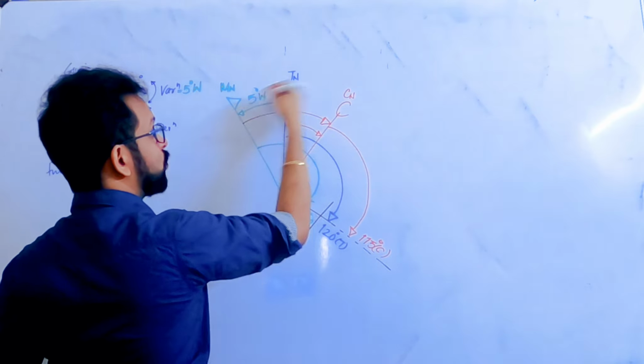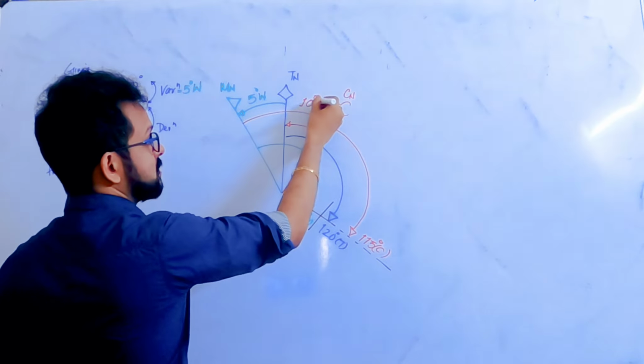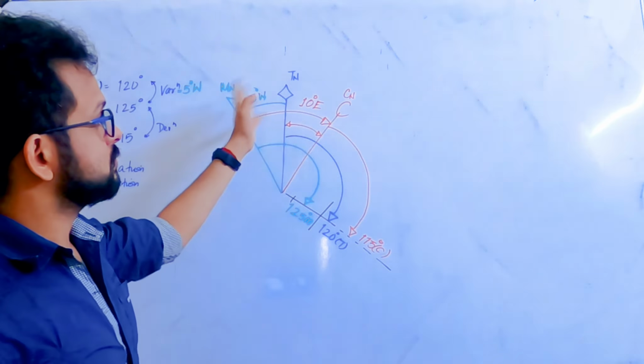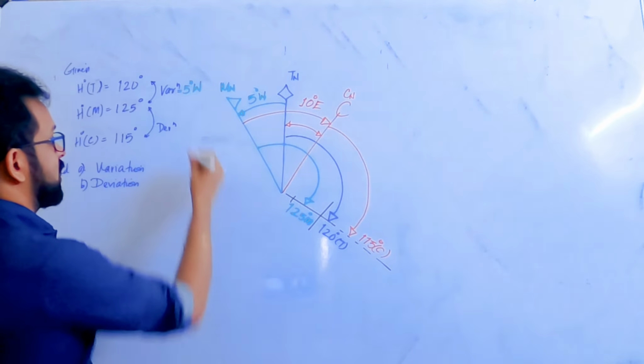Right? And therefore the total will be 10 degrees. Yes, 10 degrees east. Why is it east? Because that compass north is east of the magnetic north. So compass north is east of magnetic north. That's it. That brings us to the answer.